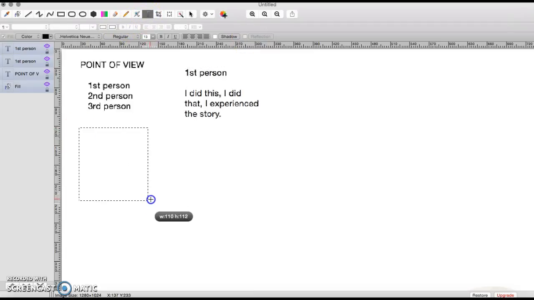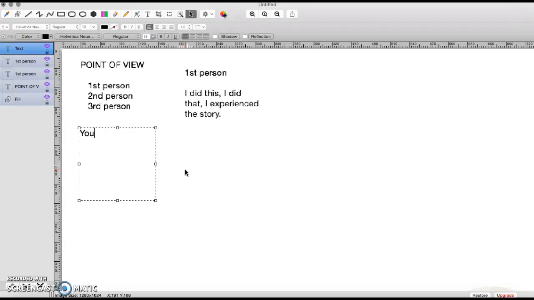Second person does not get used very often because it can be incredibly annoying. You did this, you did that, and you experienced the story. The reason it can get really annoying is because basically it feels like the author is telling you what to do the whole time that you're reading the story. So you walk into a room and you see this amazing thing and you feel awed by it. And then a monster appears at the window and you feel scared. And then you as the reader are just sitting there going, actually, no, I don't really feel scared right now. Not really feeling it. Stop telling me how to feel, basically.